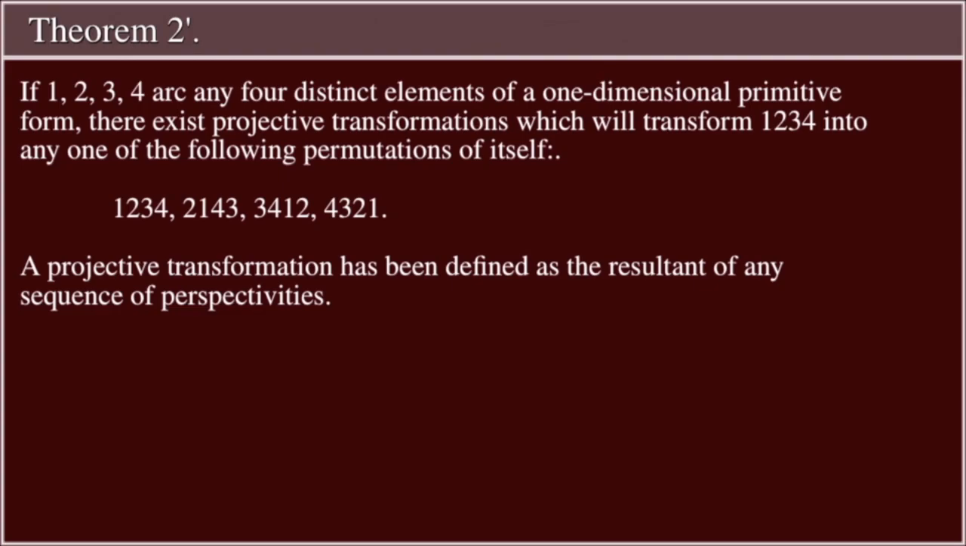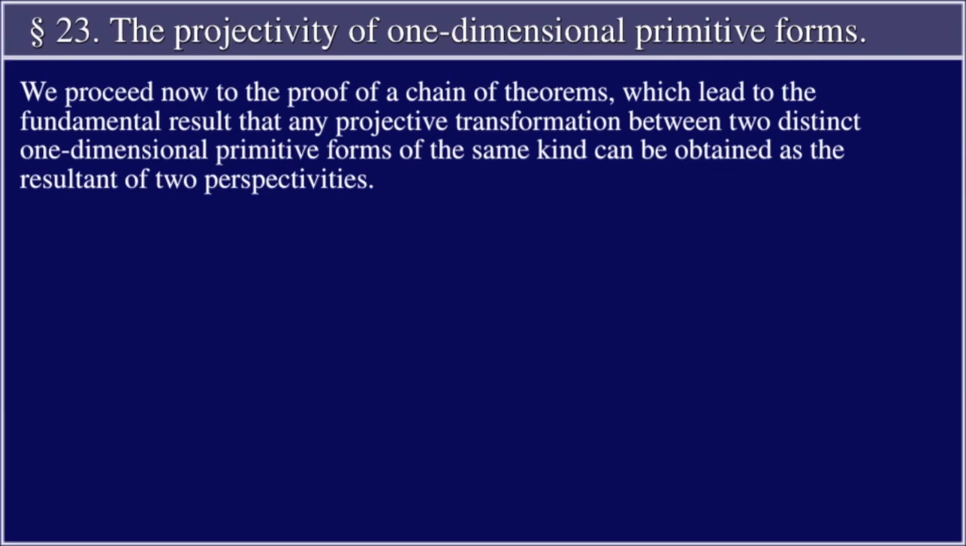A projective transformation has been defined as the resultant of any sequence of perspectivities. We proceed now to the proof of a chain of theorems which lead to the fundamental result that any projective transformation between 2 distinct one-dimensional primitive forms of the same kind can be obtained as the result of 2 perspectivities.